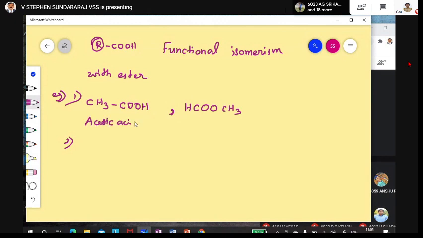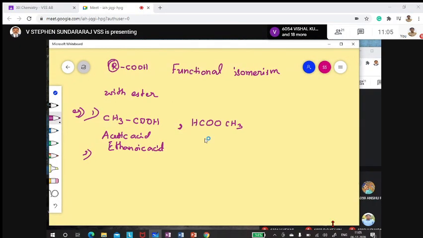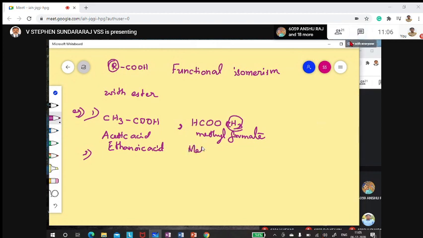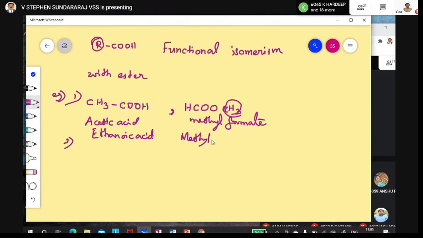And this is acetic acid, or you can call it ethanoic acid in the IUPAC system. But here it is methyl formate, the methyl ester of formic acid. So methyl formate, and the IUPAC name is methyl methanoate. These two are functional isomers. Similarly I can keep on writing examples, but remember that ester versus carboxylic acid is a pair, because if you do not remember the partners that show functional isomerism, it will be difficult to arrive at the conclusion. So you should know that.